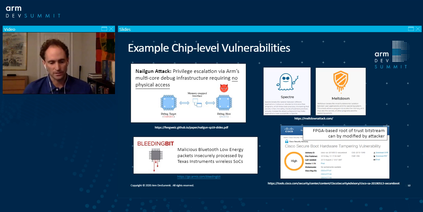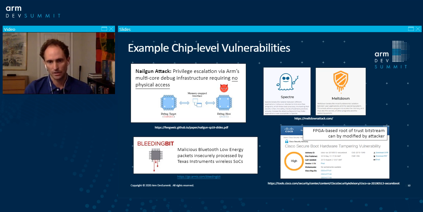There have been a lot of real exploits, obviously within the physical domain. Mikael highlighted several of those, but in the non-physical domain, there have also been a lot of hardware-based vulnerabilities. One example is the Nailgun attack that affected a lot of debug infrastructure in ARM-based SoCs. In January 2018, we saw the Meltdown and Spectre type vulnerabilities, which exploited microarchitectural side channels, specifically targeting a lot of the application processors that the industry uses. We've seen vulnerabilities hit Bluetooth Low Energy devices, for example SoCs from TI, with the BleedingBit vulnerability.